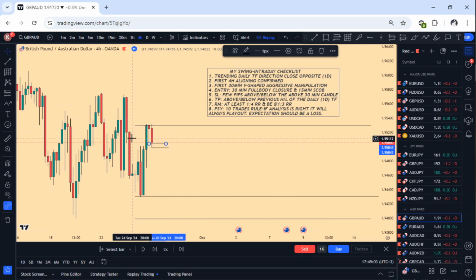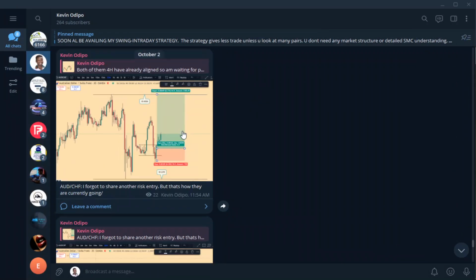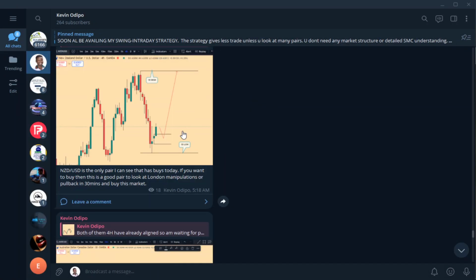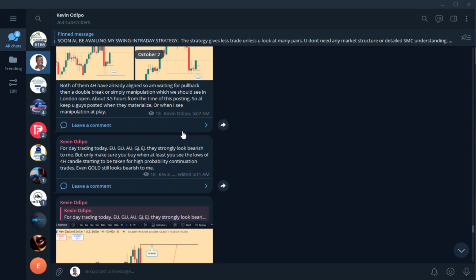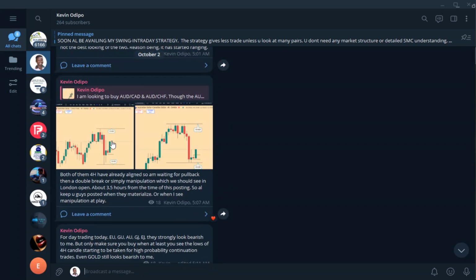But if it has not taken this high, it means it can still raid it. That is why the stop loss would have to be somewhere here for risk entry, like the one I took yesterday, because when the market closed, I took risk entry because where is it?